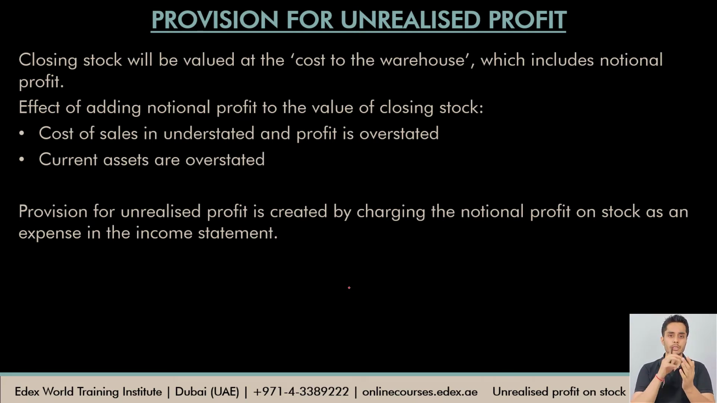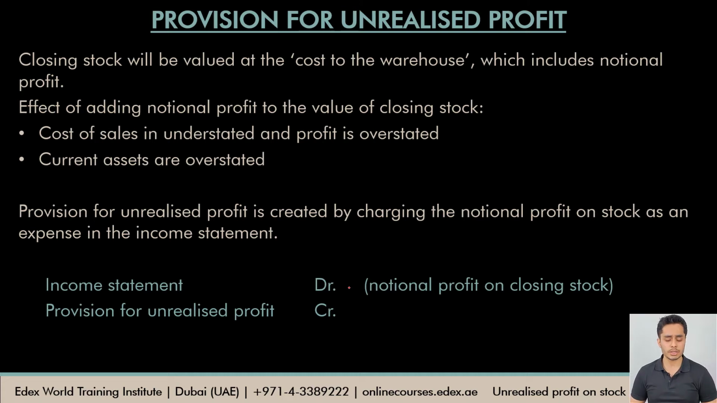See, understand, because of this profit included in the closing stock, net profit was artificially high. We can tackle this by charging the same amount as an expense in the income statement, so that the profit that was overstated because of the high valuation of closing stock is now at its correct value. So this journal entry is used in the books of accounts to provide for that provision for unrealized profit.